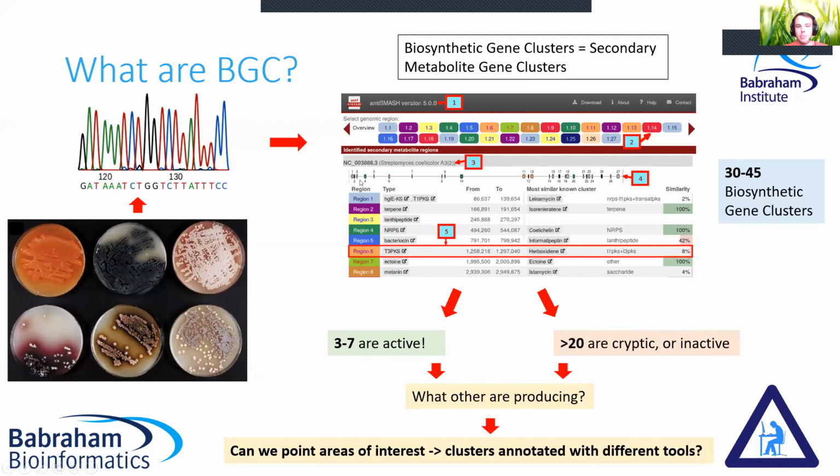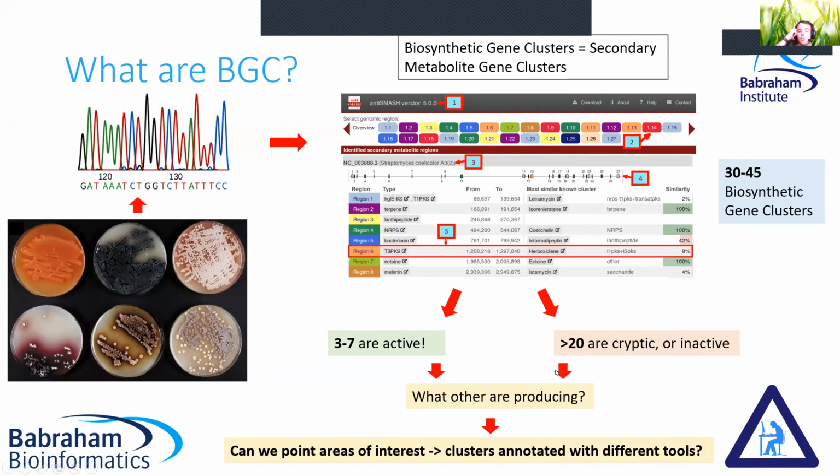The most used tool is called anti-smash, and from annotating the genome, it turned out that, for example, streptomyces bacteria have from 30 to 45 biosynthetic gene clusters, but only like 3 or 7 are active, and they produce those colorful media. And more than 20 biosynthetic gene clusters are cryptic or inactive. So the question is, what are these inactive gene clusters producing?